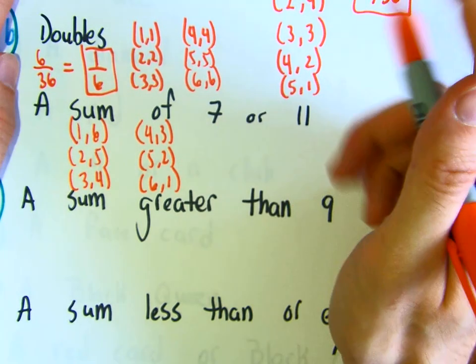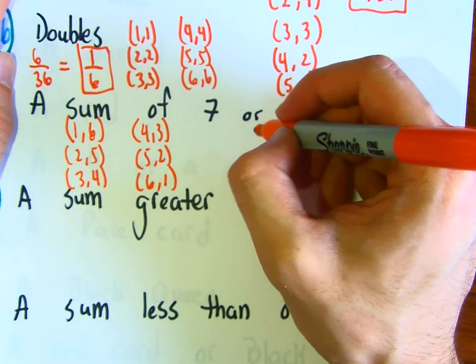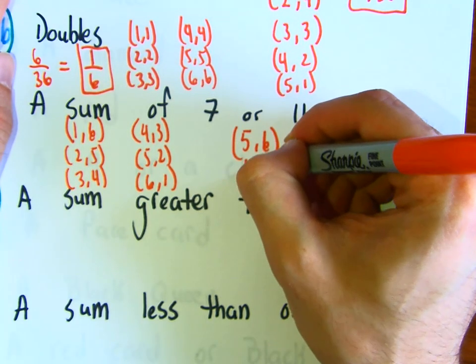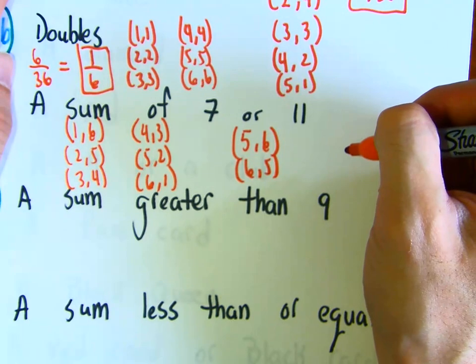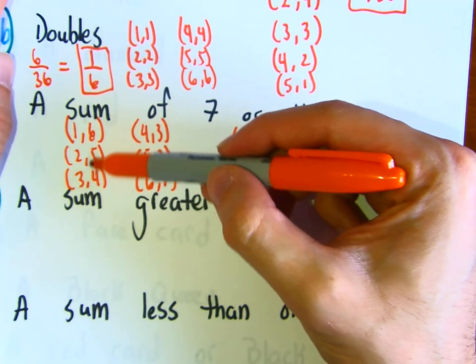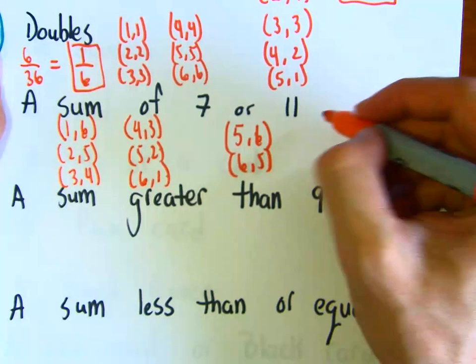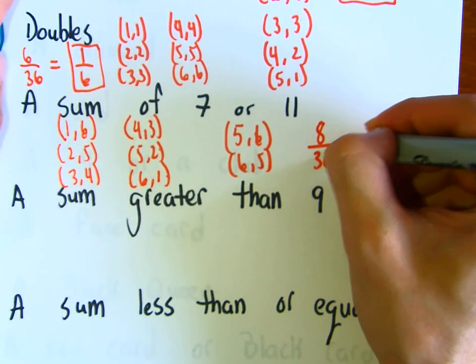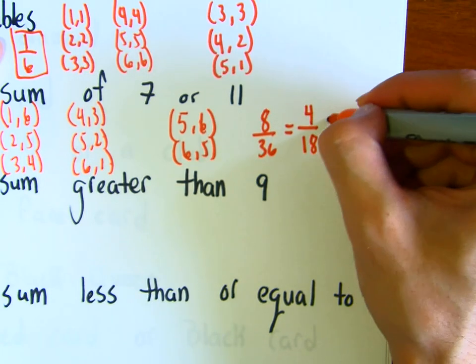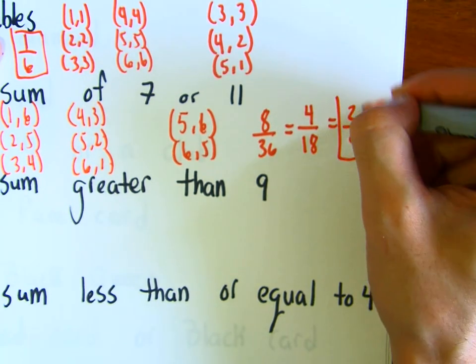Now, how can I get an 11? I could get, let's see, I could do 5 and 6 or 6 and 5. That is the only way you can do it. So notice how many possible ways do we have? 1, 2, 3, 4, 5, 6, 7, 8. We have 8 over 36, or that's equal to what? 4 over 18, or 2 over 9.